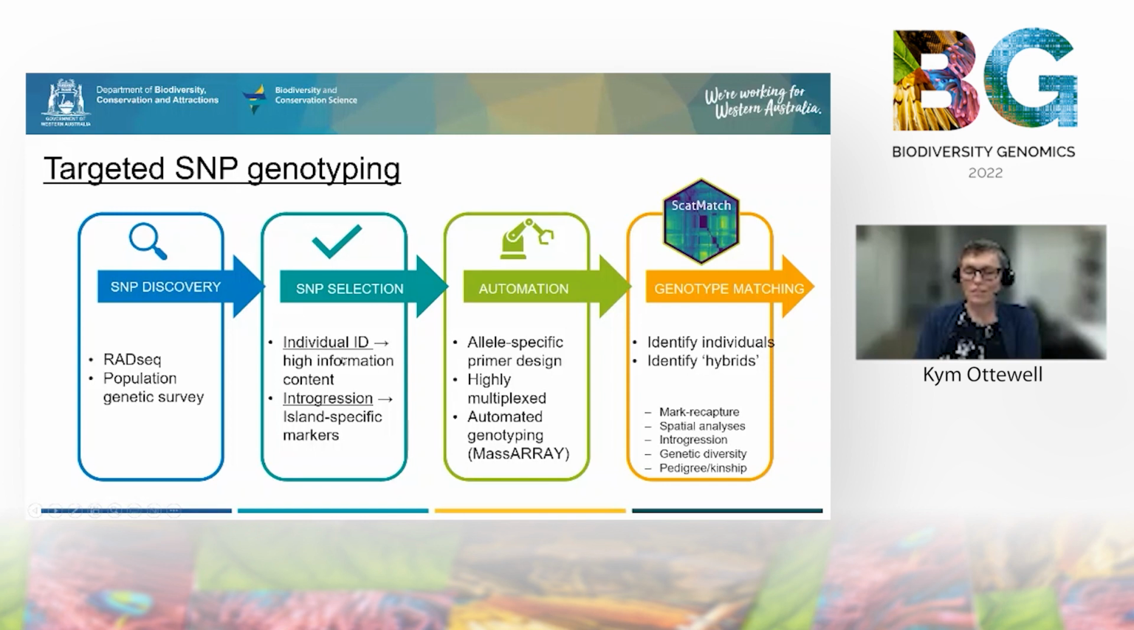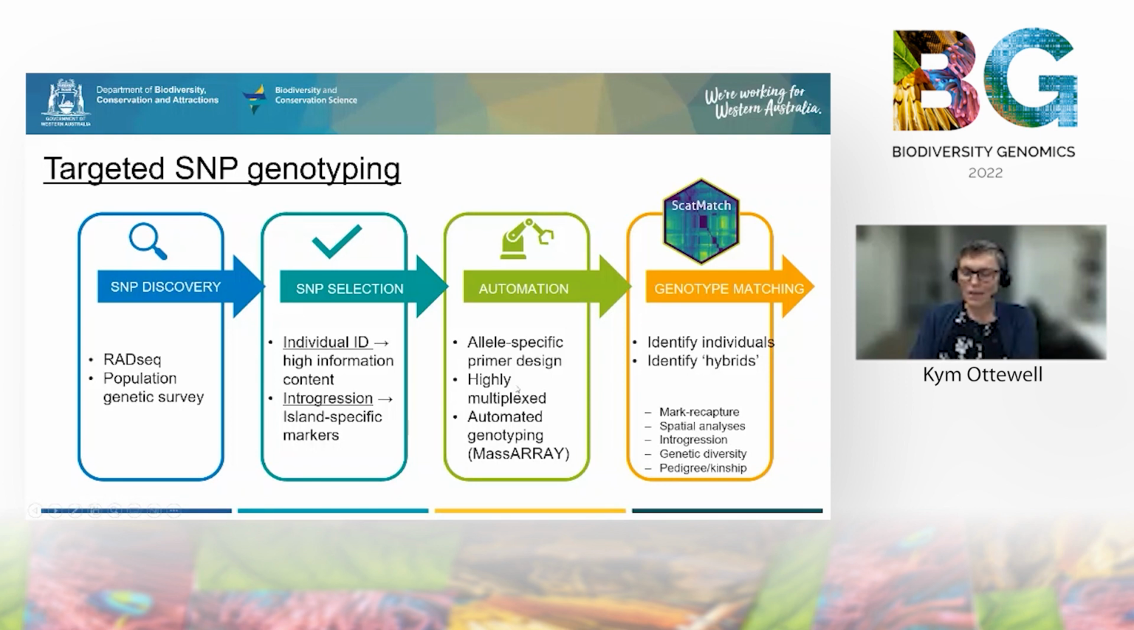We focused on identifying SNPs that had high information content. So these are SNPs that had high minor allele frequencies and also high levels of heterozygosity to provide that ability to genetically discriminate between individuals. We also, because two different island source populations were used in this translocation to Dirk Hartog, were interested in detecting patterns of integration or demonstrating successful interbreeding between those two source populations in the Dirk Hartog Island translocation. So we developed island-specific markers to include in the panel.